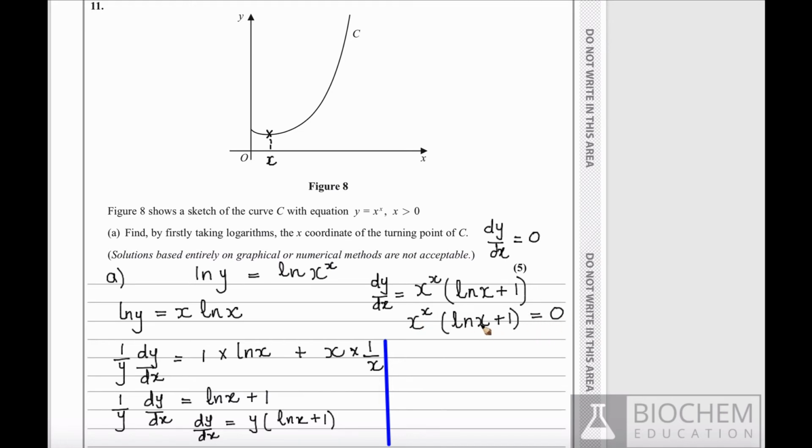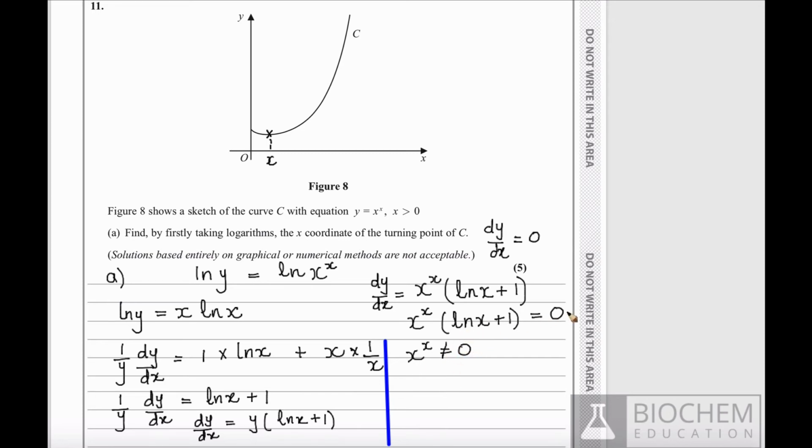Now each of these factors can be made equal to 0, and we can try to find out x. So we can start by writing down x to the power of x equals 0. But there is no number x which to the power of itself can give you 0. 2 to the power of 2 is 4. 1 to the power of 1 is 1. 0 to the power of 0 is 1. So therefore, this equation is undefined.